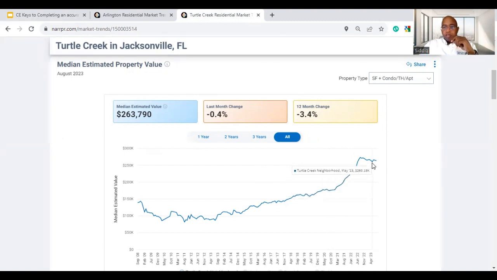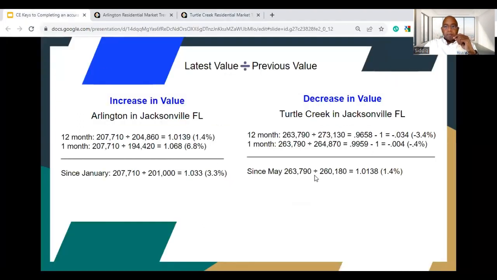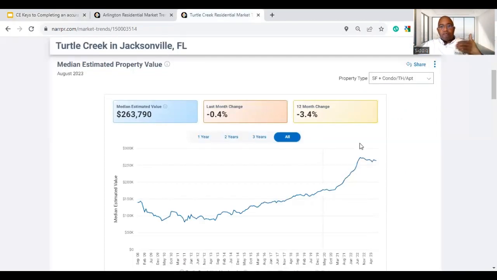Let's do this. I'm going to go back to May, this dip right here in May. When I go back to May, that previous value is 260,180. So since May, my latest value, which is always the same, 263,790 divided by 260,180, equals 1.0138. Take a look at that. Everything is negative in this neighborhood, but since May, there's been a growth of 1.4%. So looking at all this negative over 12 months, negative over 1 month, there is some possibility, because the value actually increased 1.4% since May.